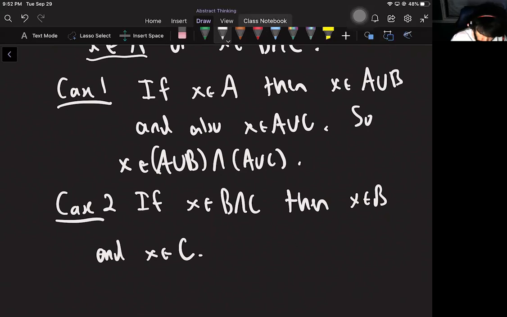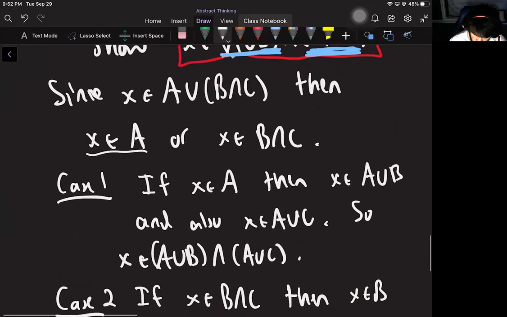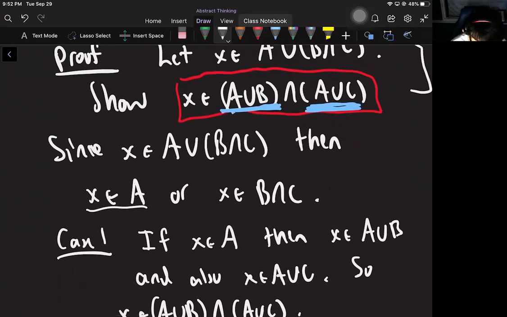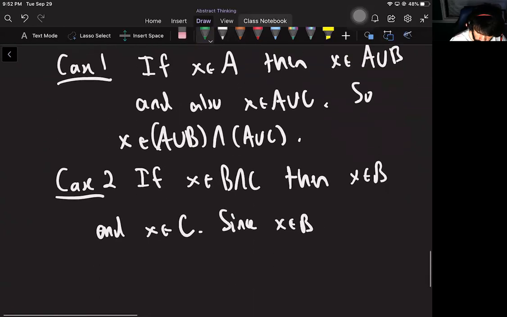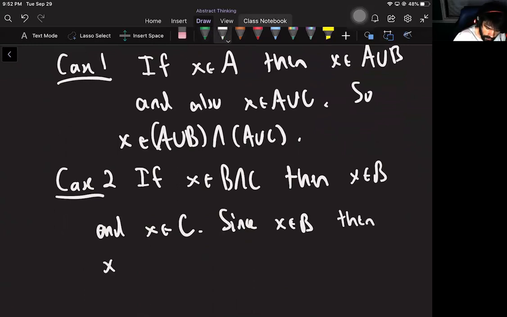So now I know that X is in B, and I'm trying to get it to be in here. Well, same idea as before. Because X is in B, it's automatically in B union A, or A union B, just because of the definition of union. It's in one or the other. That's good enough. And the same thing will happen because X is in C.